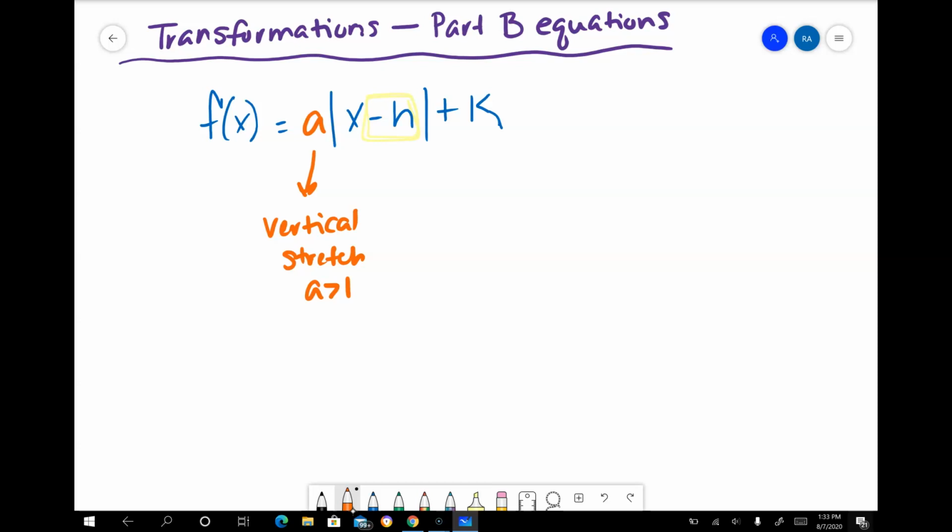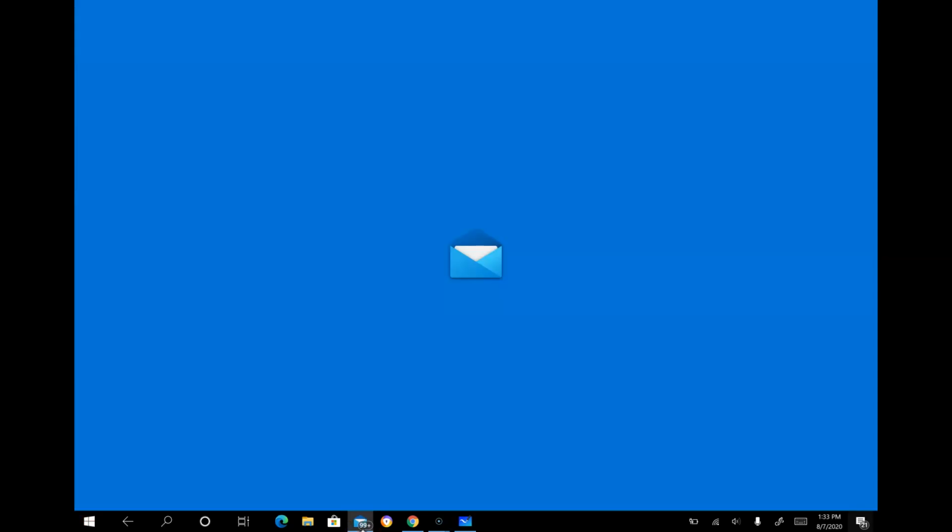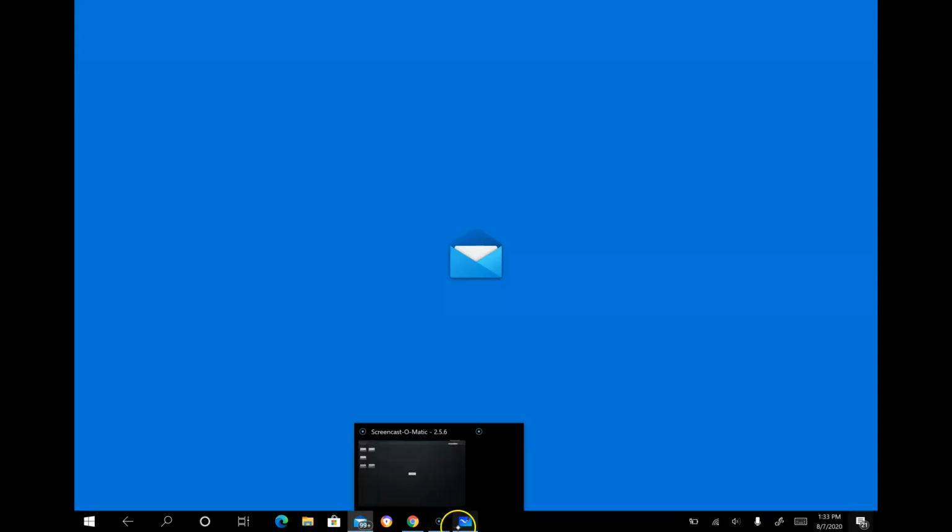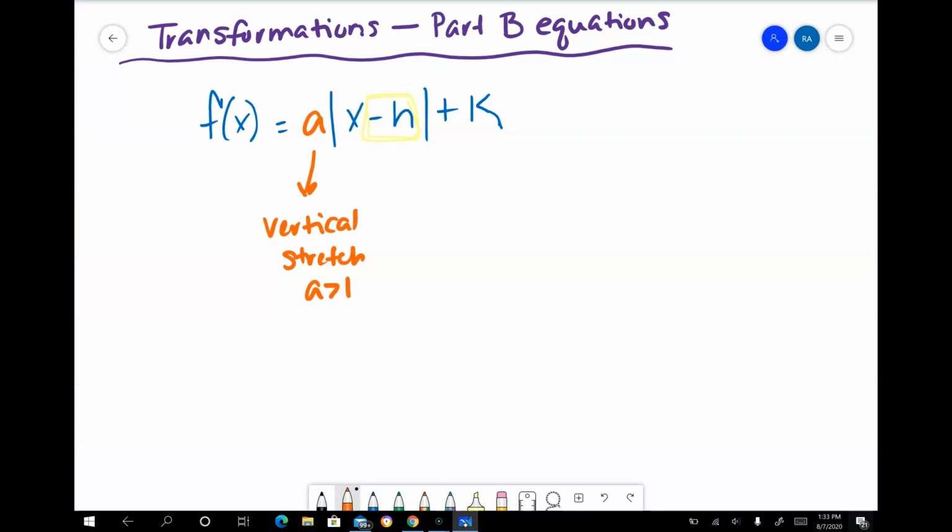But if A is less than 1, so if A is less than 1 but greater than 0, okay, so what are your numbers between 0 and 1? They're still positive, but they're going to be your fractions and your decimals, like 1/3, 2/5, 3/4. Okay, now not all fractions are vertical compressions, because if you look at 5/4 is greater than 1, so that would be a stretch. Okay, so be careful in assuming that.